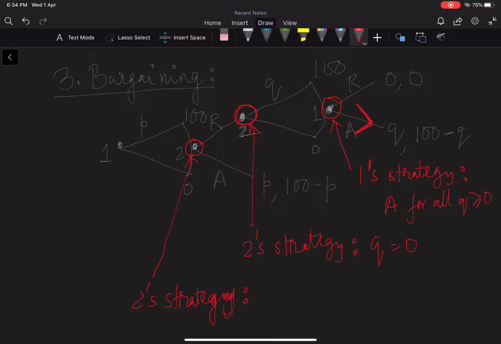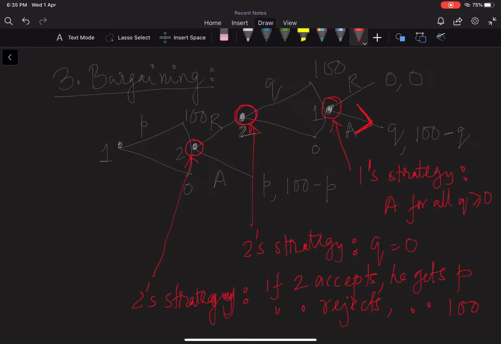If player 2 rejects, player 2 will get 100, and if player 2 accepts, he gets P. If player 2 rejects, he gets 100. Correct? So player 2's strategy could be either to accept when P equals 100 and reject in all other cases, or just reject every time. Okay, so both are fine.